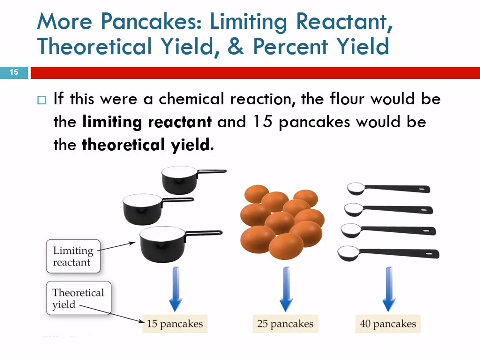This is where we left off last week. We were talking about pancakes and limiting reactants. The question here was if we had this much flour, eggs, and baking powder, how many pancakes could we make? And we decided that we could make only 15 pancakes because at that point we'd run out of flour. We decided that the limiting reactant is the flour. That's the ingredient that limits how much we can make. And the theoretical yield is the amount you can make using up all of that limiting reactant.